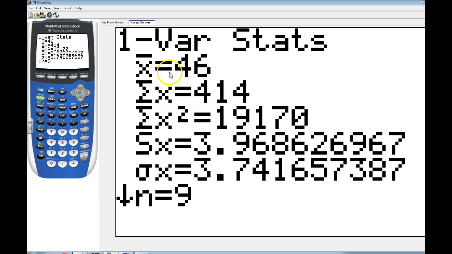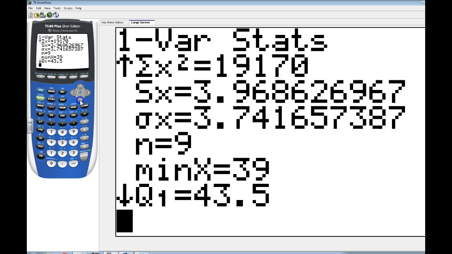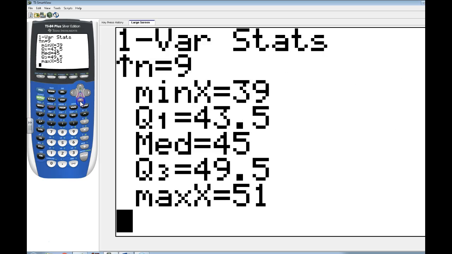Well, we see some stuff. We see X bar. Well, that's an average. It doesn't ask us anything about the average. It asks us about minimum, lower quartile, median, maximum. Nothing is on the screen. Oh, but we see this little arrow down here. It means there's more stuff down below, folks. Press arrow down. Look what we've come up with. The minimum, the first quartile, the median, the third quartile, and the maximum.